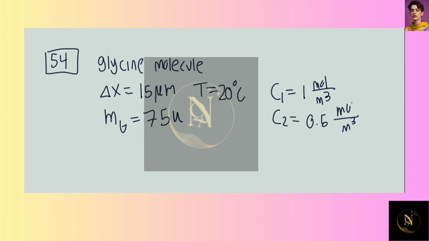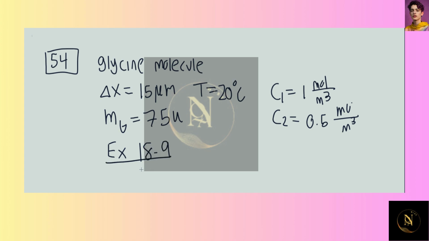Okay, in this problem we have a glycine molecule that diffuses 15 micrometers in water at a temperature of 20 degrees Celsius, and its concentration varies from 1 mole per cubic meter to half a mole per cubic meter. So this is a diffusion process. We assume the mass of the glycine molecule is 75 atomic units, 75 u, and we are asked for the time that it requires to diffuse in this way. And then we're asked to compare the resulting average speed of diffusion to the RMS thermal speed.